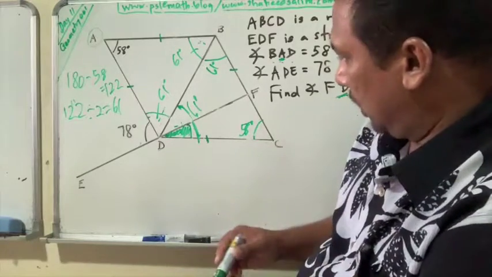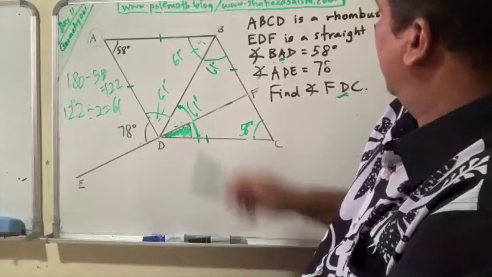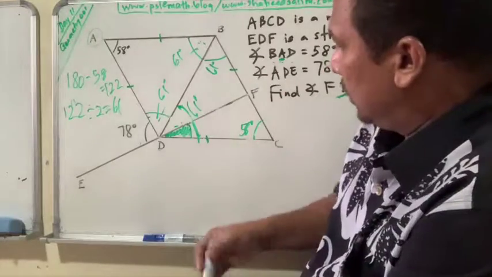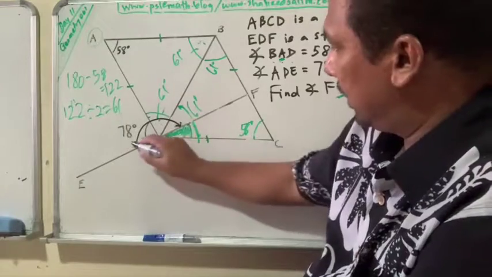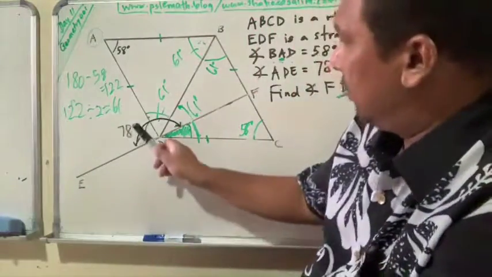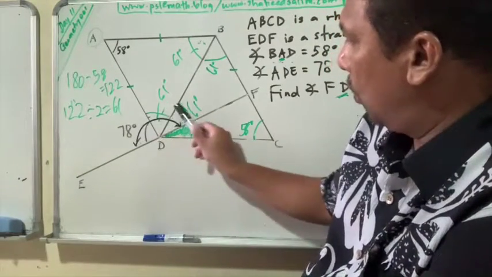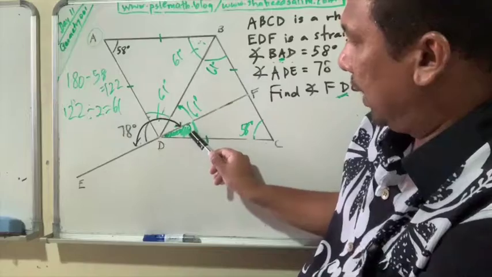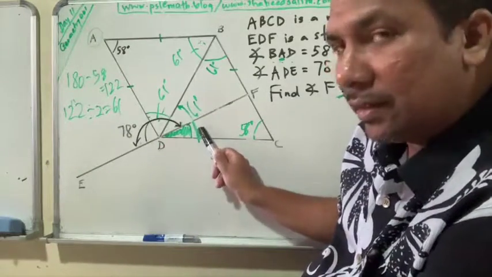And you know the whole thing is 180 because we are told EDF is a straight line. So this part here to this part here is 180. All I need to do is to add 78 plus 61 plus 61. I get the whole thing right here. And then I minus 180 degrees. I'll get this balance angle.